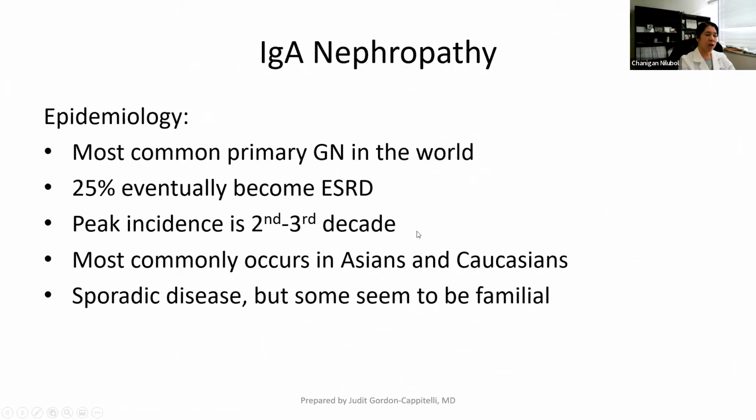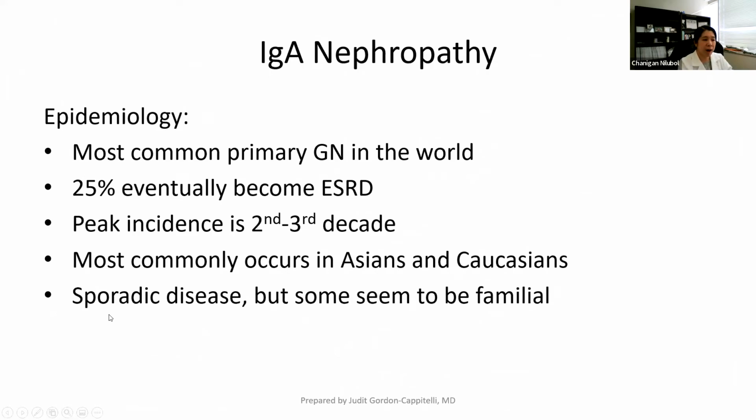It's actually the most common primary GN in the world, and 25% of IgA nephropathy patients become end-stage kidney disease. Peak incidence is in younger patients. The literature says it most commonly occurs in Asians and Caucasians. In Asians, it might be biased too, because there is a higher percentage of biopsies. In Japan particularly, they biopsy patients a lot, so they may see more of that.